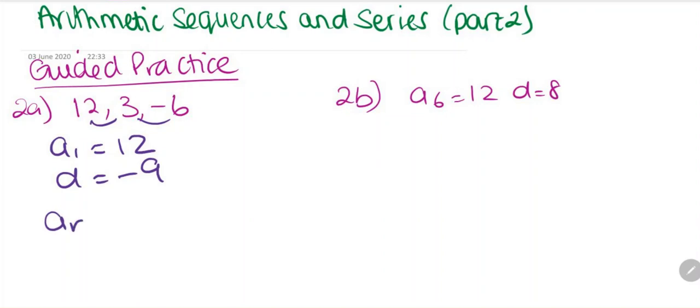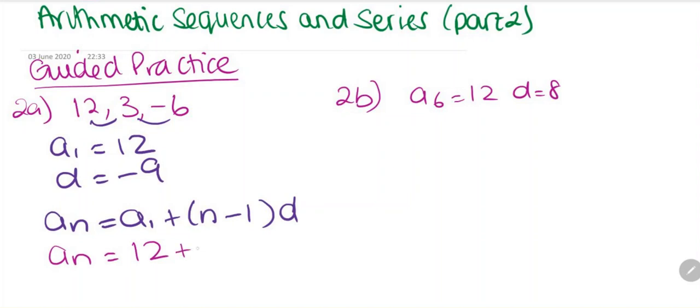So we're going to write the formula. So a_n is equal to a1 plus n minus 1 multiplied by d. And I'm going to substitute in the values that I know. So a1, we have 12. And n, we're keeping that to find the formula. So it's n minus 1, and the common difference is minus 9.